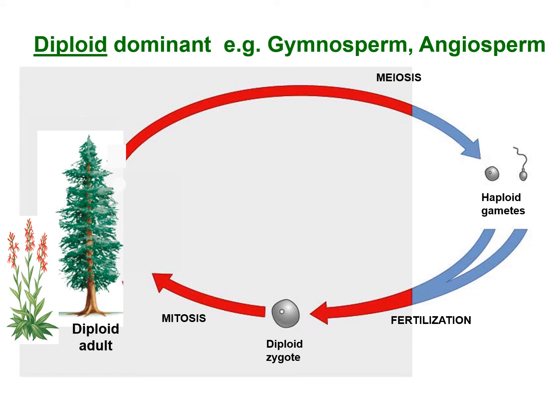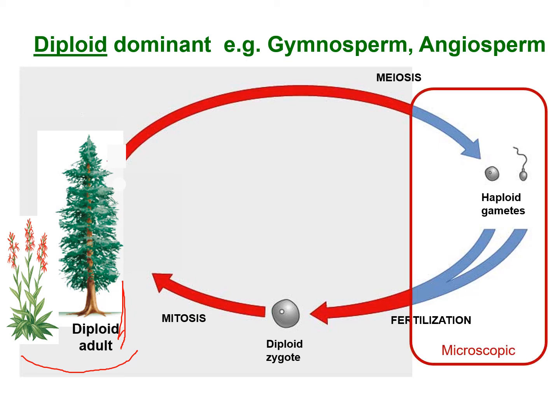So the diploid dominant is probably more familiar to you. This is most really big plants that you can see, trees and garden plants that you may be familiar with. So this is diploid dominant, which means that the adult plant that you can see here is a sporophyte, it is diploid, and the haploid component of the life cycle is actually microscopic, and it's inside or within the parent. So this occurs both in gymnosperms and in angiosperms, which we'll cover in the next couple of lectures.